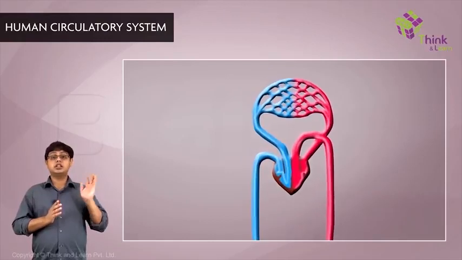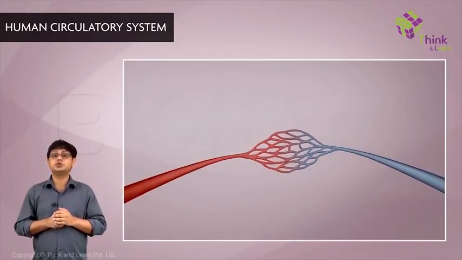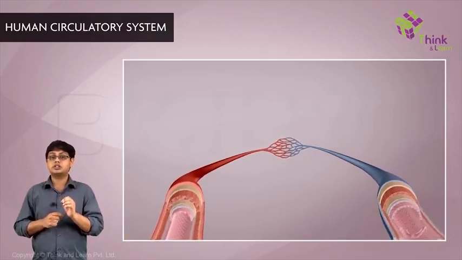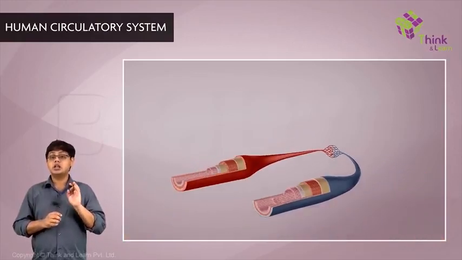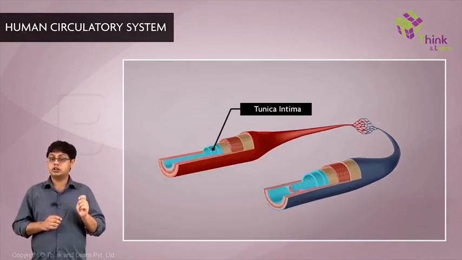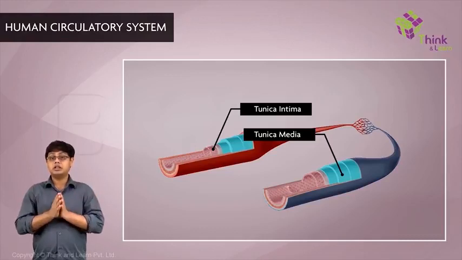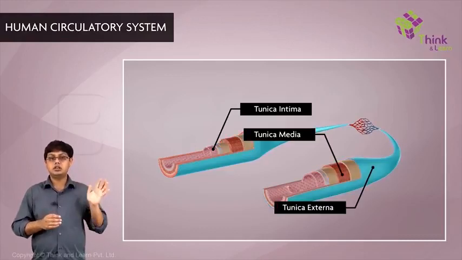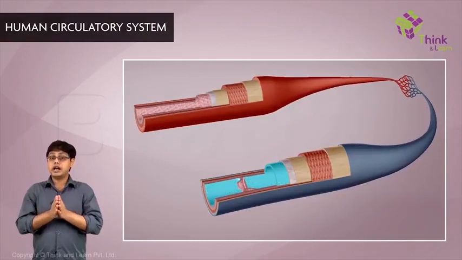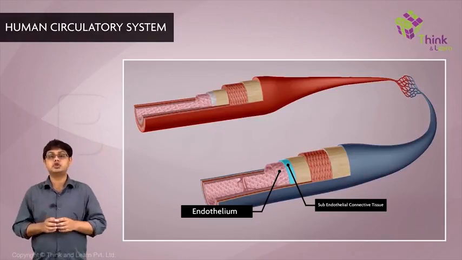Now, just take this part and zoom in to take a look at the structure of each of these vessels. All of these vessels have three main layers that make up their walls. Tunica intima, that is the inner layer, tunica media, the middle layer, and tunica externa, the outer layer. The tunica intima is made up of endothelium as well as some subendothelial connective tissue.